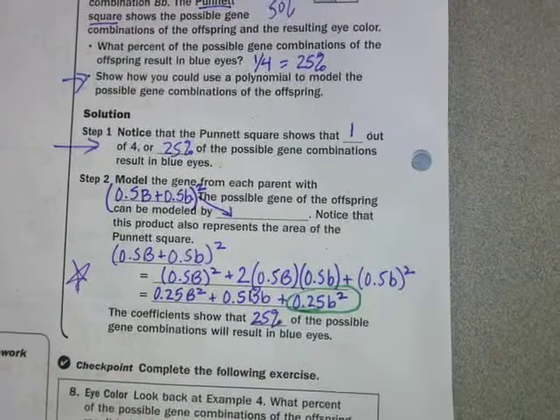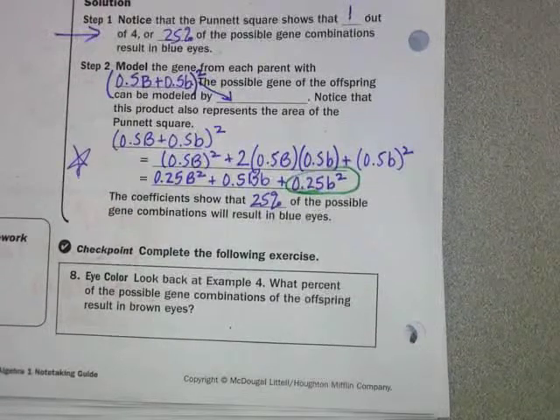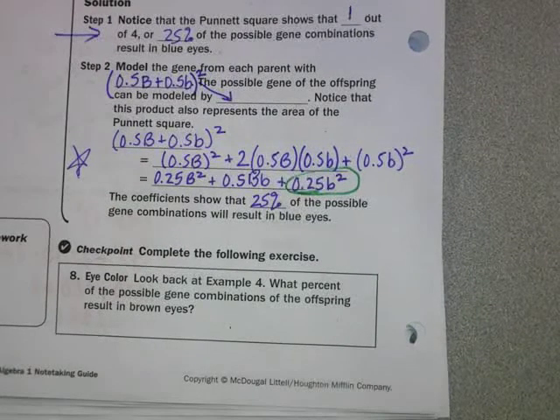All right, last question here. Look back at example 4. What percent of the possible gene combinations of offspring results in brown eyes? Well, if 25% were blue, what percent is brown? 75%.